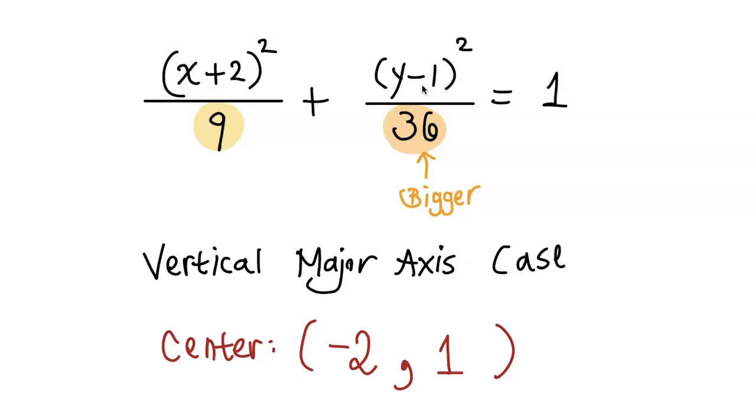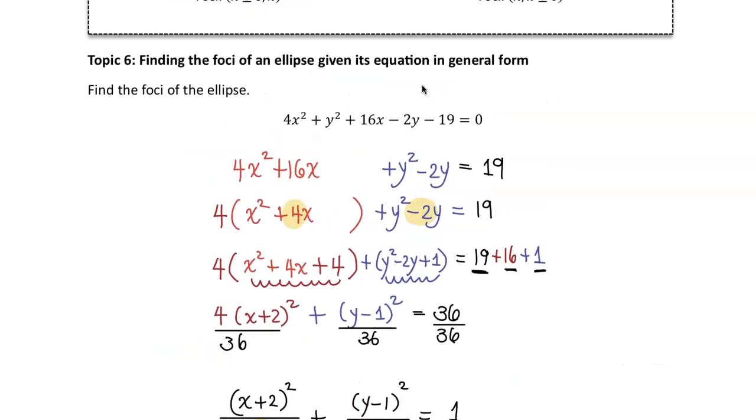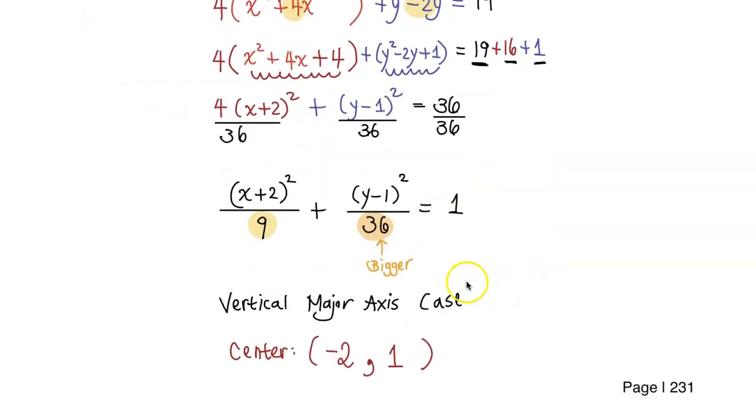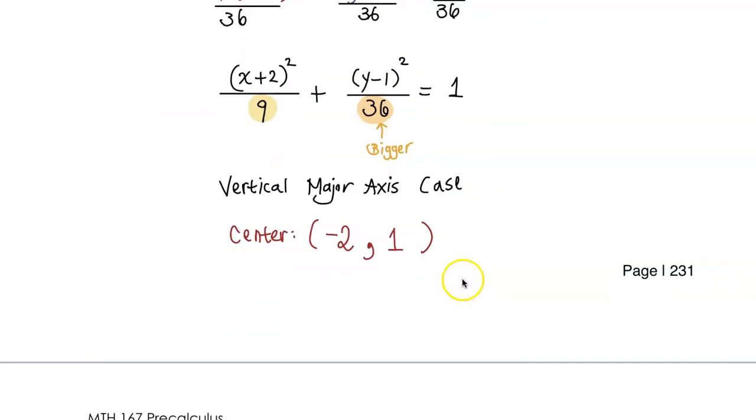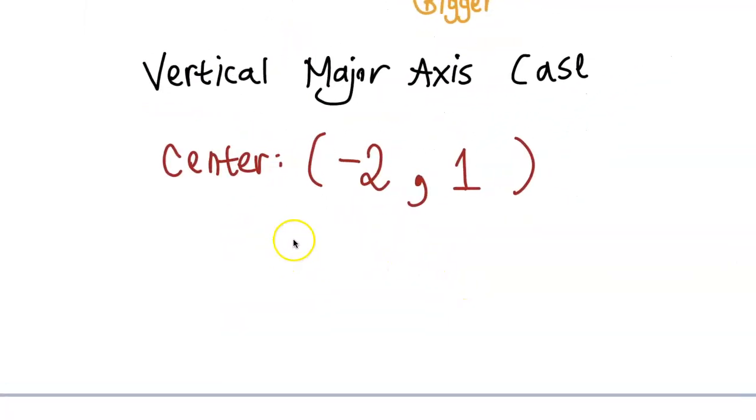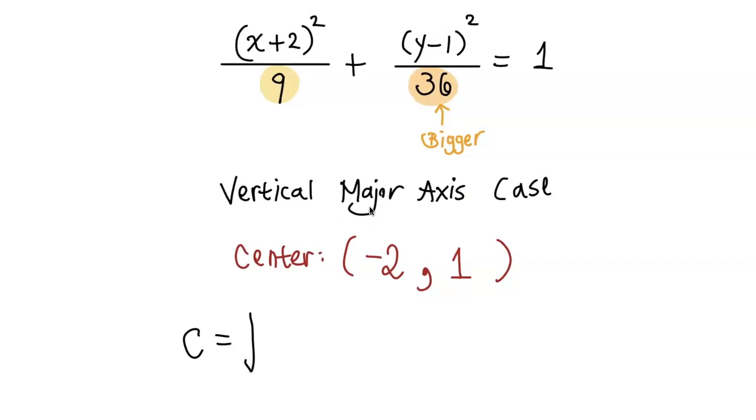We now need to find the c value to find the foci. I think that's what they wanted, right? They want us to find the foci of an ellipse. See, all this work is the necessary work to find the final answer. We got the center. We just need to know what we are adding to the y coordinates, and that's going to be the c value. To find c, do the square root of 36 minus 9.